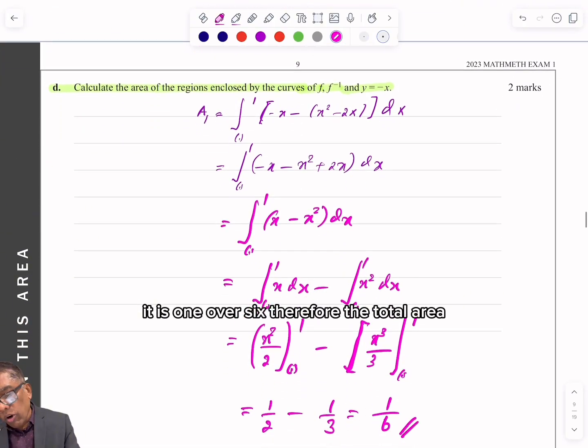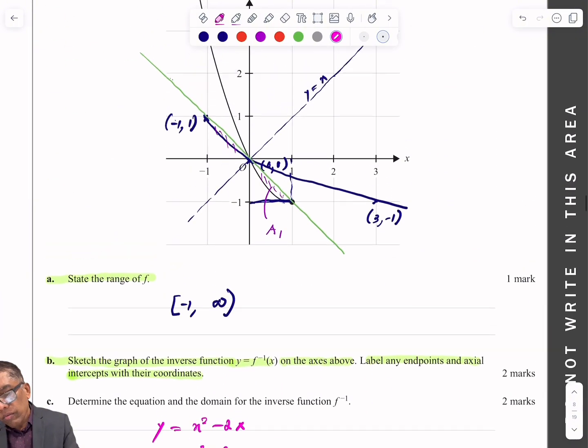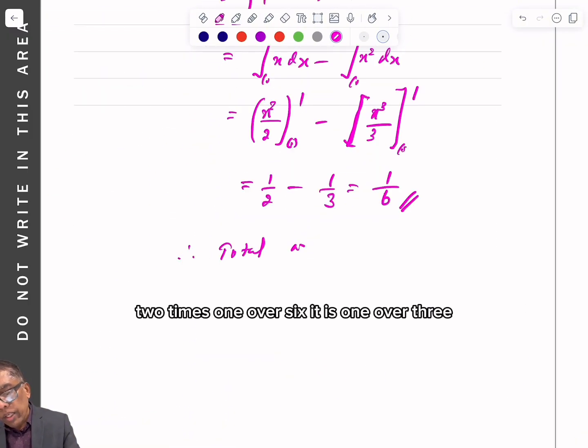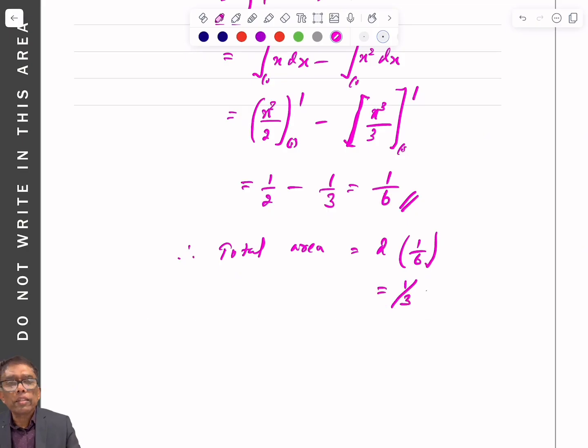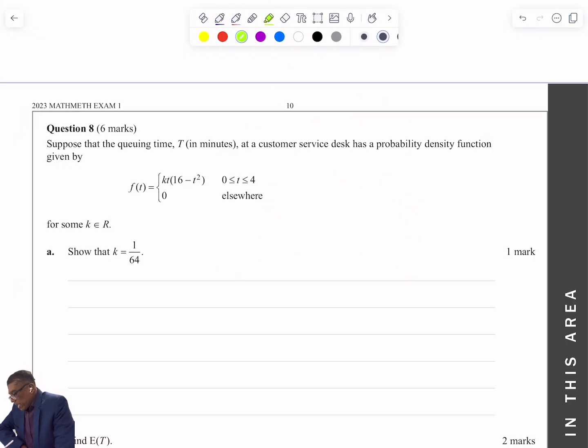Therefore, the total area is 2 times 1 over 6. It is 1 over 3. Let's go to question number 8.